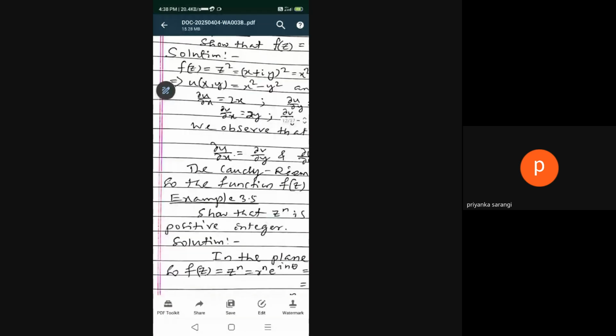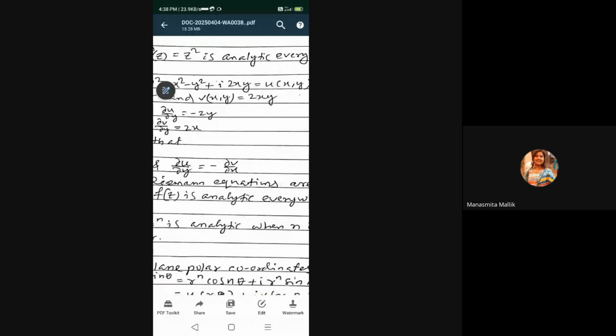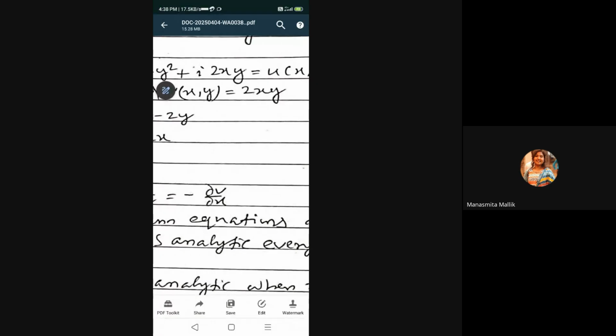Del u by del x is equal to del (x square minus y square) by del x. So y square will behave as a constant. So the derivative of a constant is equal to 0 in a partial derivative. And for x square it is 2x. x to the power n gives n x to the power n minus 1. Are you getting it? Your v, del v by del y, so del (2xy) by del y. So this is 2x times del y by del y, which is 2x multiplied by 1, equal to 2x.